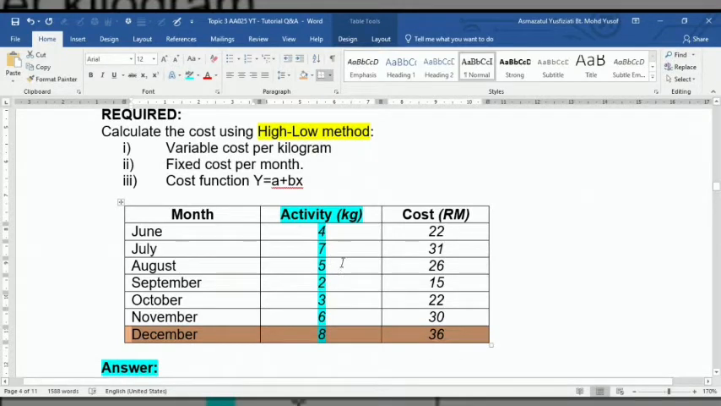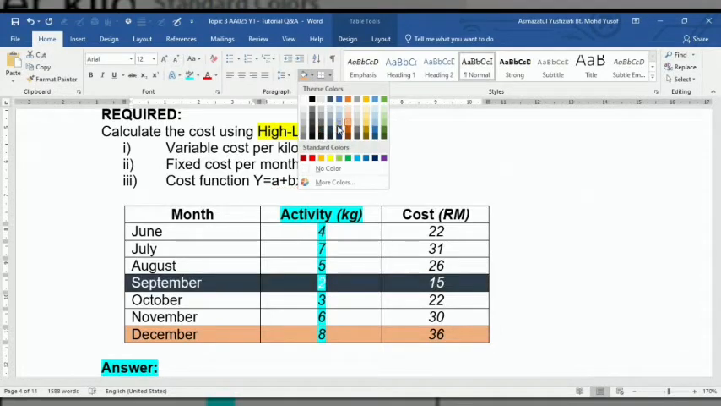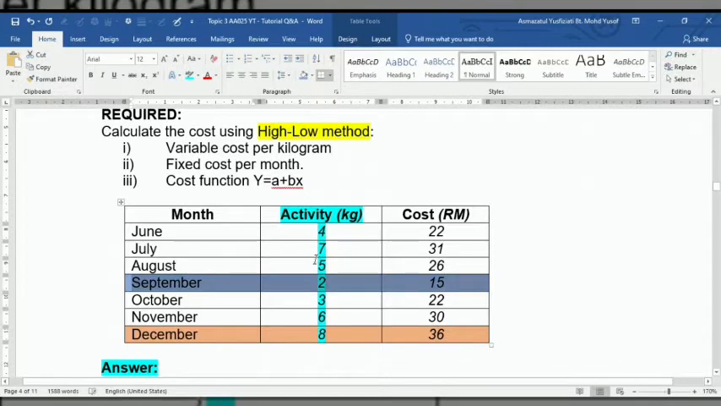Okay, and then you have to choose the lowest activity among the months. You can see that the lowest activity is 2 kg. So, the 2 kg is in September 2019. So, I highlight the lowest activity. Okay, so in the calculation, just take the figures in September and December only. Okay, now we look at the answer.